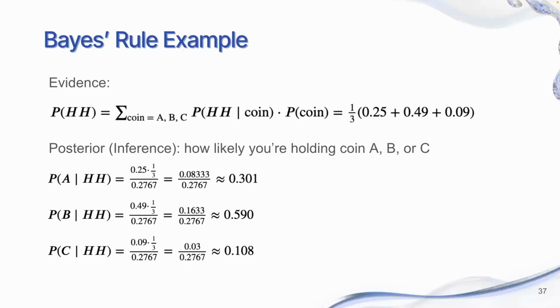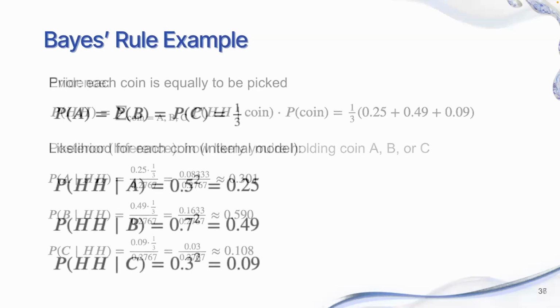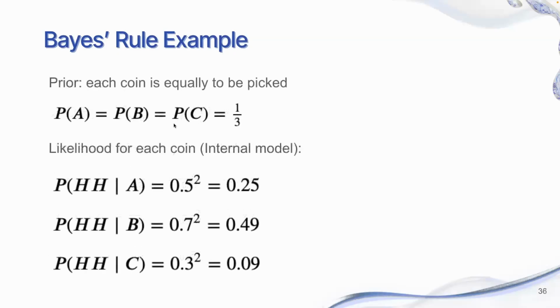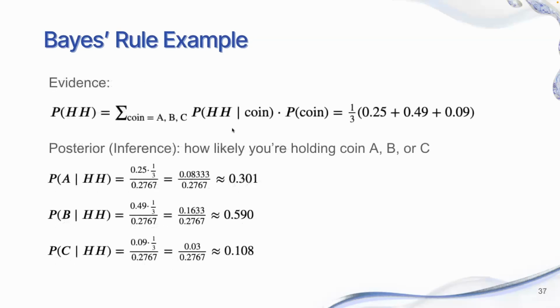For the posterior, which is your inference step, you're trying to understand how likely you're holding each coin. Before, your understanding is just that you're equally likely, with a 1/3 chance, to be holding each coin because you don't know anything about what you're holding, so you just assume they're picked at random. But after seeing some data, you have a better understanding of what the coin could be. So here, you're just applying the Bayes rule.